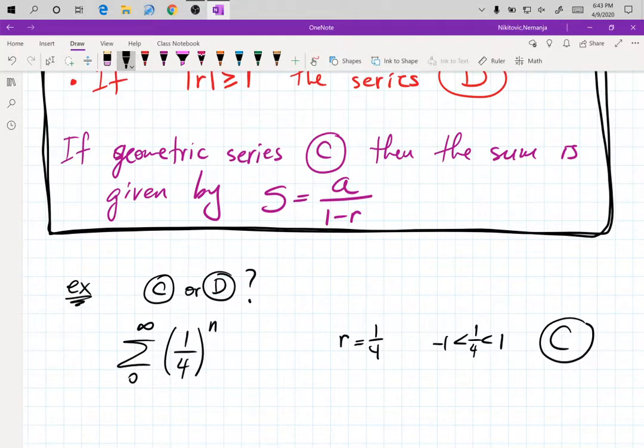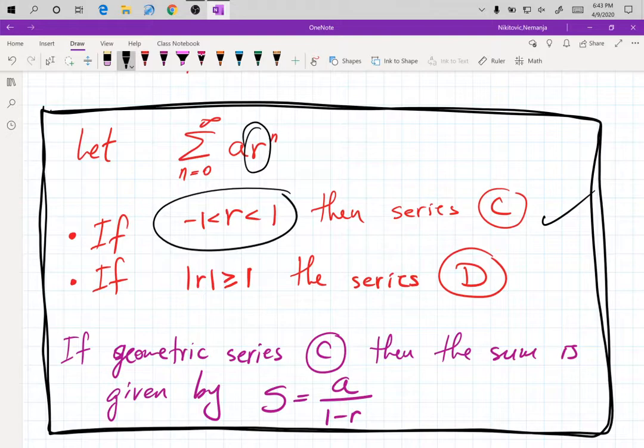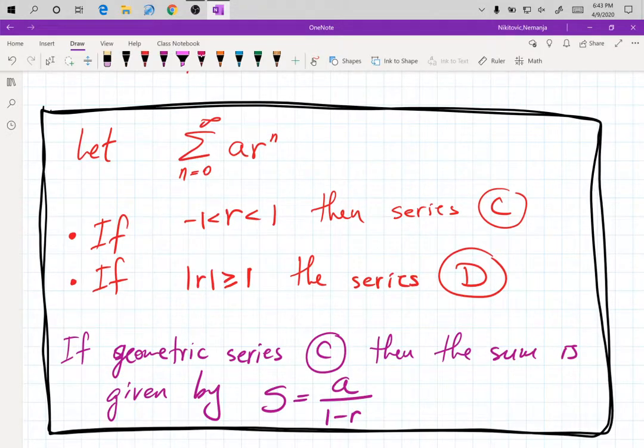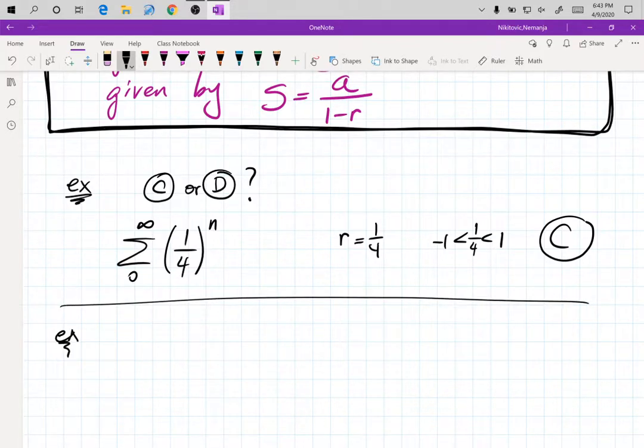So I hope you were sitting down for the solution. That's it. You look at the value of r, and if that value is between -1 and 1, the series converges. That's what the red stuff is telling you here. Look at r, and if r is here, it converges. That's all it says. Okay, next example. Summation from 0 to infinity of 3 to the n.